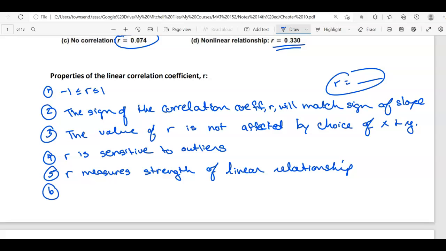And then the last one. If we were to take all the values of X or Y and convert it to a different scale, maybe we wanted to take the logarithm of each of the values, that's not going to affect R. So that's interesting to note.